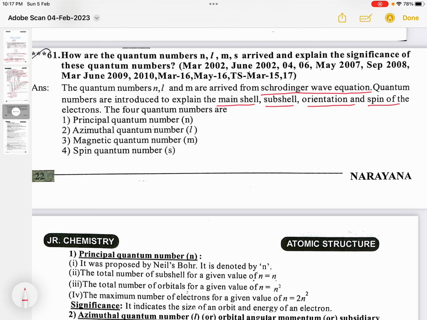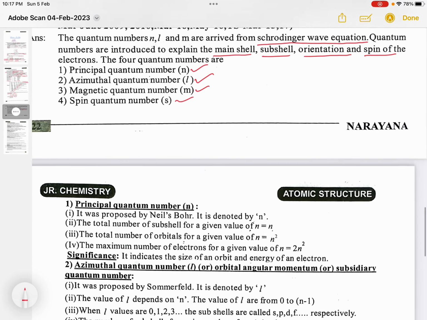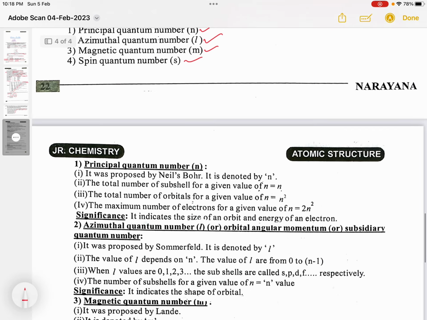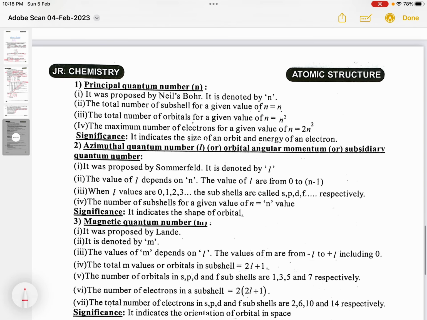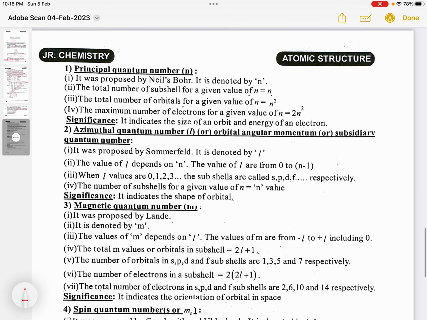So we have four quantum numbers. Let us see those four quantum numbers. The first one is principal quantum number, the second one is azimuthal quantum number, the third one is magnetic quantum number, and the fourth one is spin quantum number. Let us see one by one what is principal quantum number and what are the main points in this principal quantum number. Let us discuss.